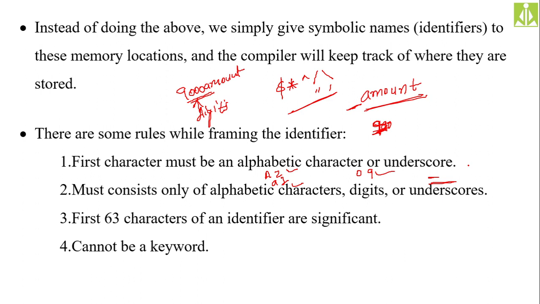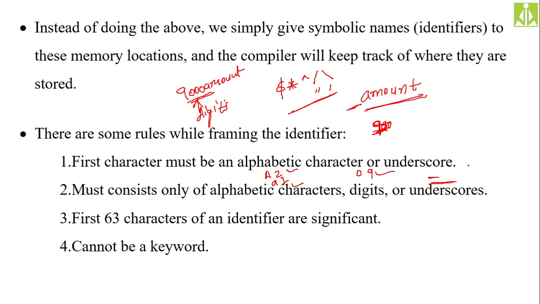And the last point, the fourth point: your identifier should not be a keyword. You cannot use a keyword as an identifier. These are the four important rules when we are framing the identifier.